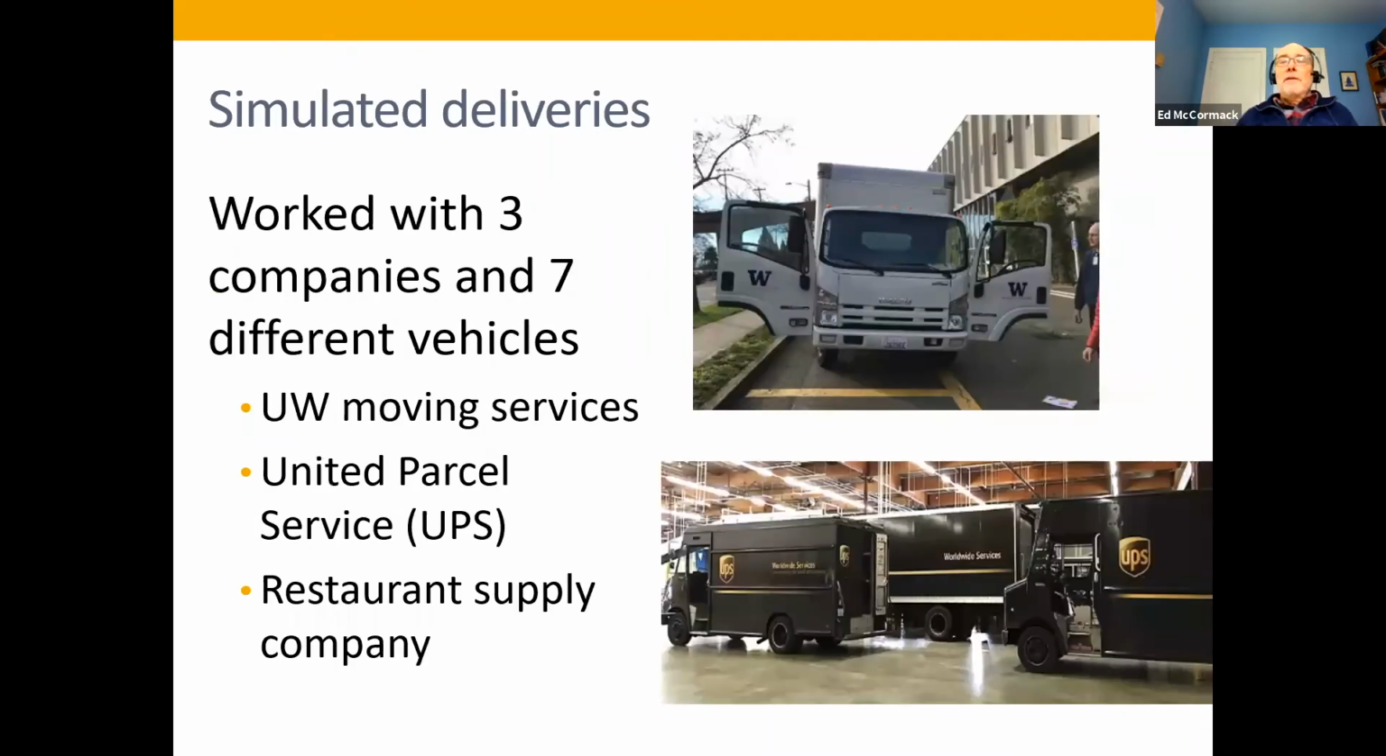And so we went to three different companies that we had some relationship with, and they allowed us to go into their warehouse or out in their parking lot and do simulated deliveries. We had their drivers carry fake packages. So we used UW Moving Services, which is close to our office, which is handy. United Parcel Service, we went down to one of their warehouses and they provided a number of trucks. And then a restaurant supply company called Charlie's Produce, which brings fresh food to restaurants.